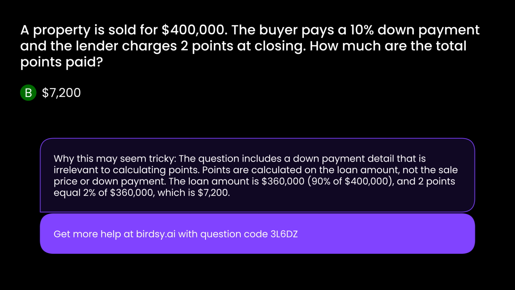Why this may seem tricky: the question includes a down payment detail that is irrelevant to calculating points. Points are calculated on the loan amount, not the sale price or down payment. The loan amount is $360,000, 90% of $400,000, and 2 points equal 2% of $360,000, which is $7,200.